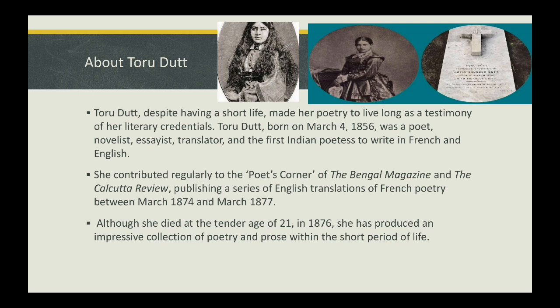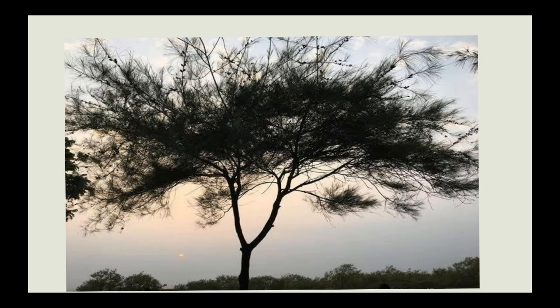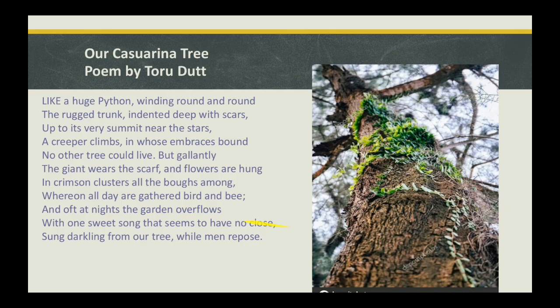Within her short span of life, she contributed a lot to her impressive collection of poetry and prose. Look at the dates: she was born in the year 1856 and died in 1876. The Casuarina tree is a common one for every Indian. Let us go through the lines.